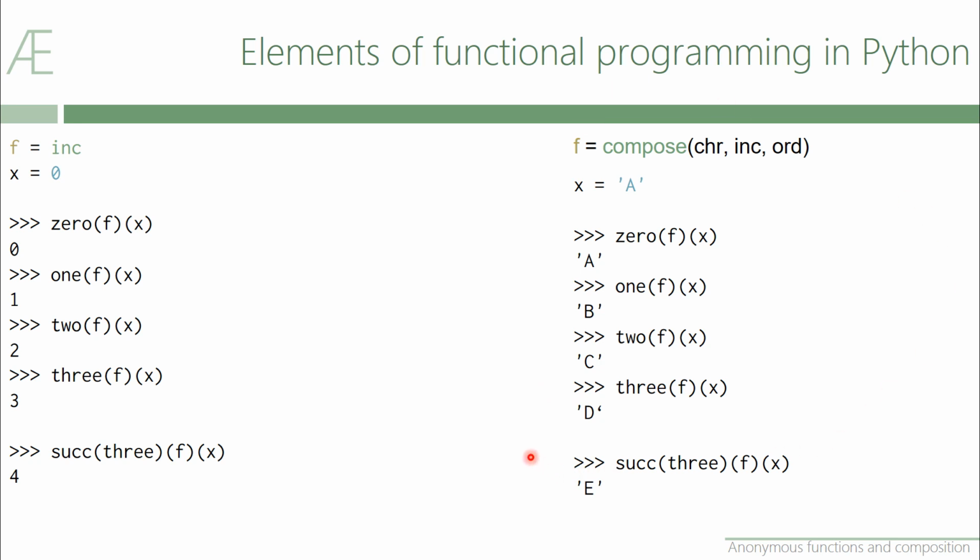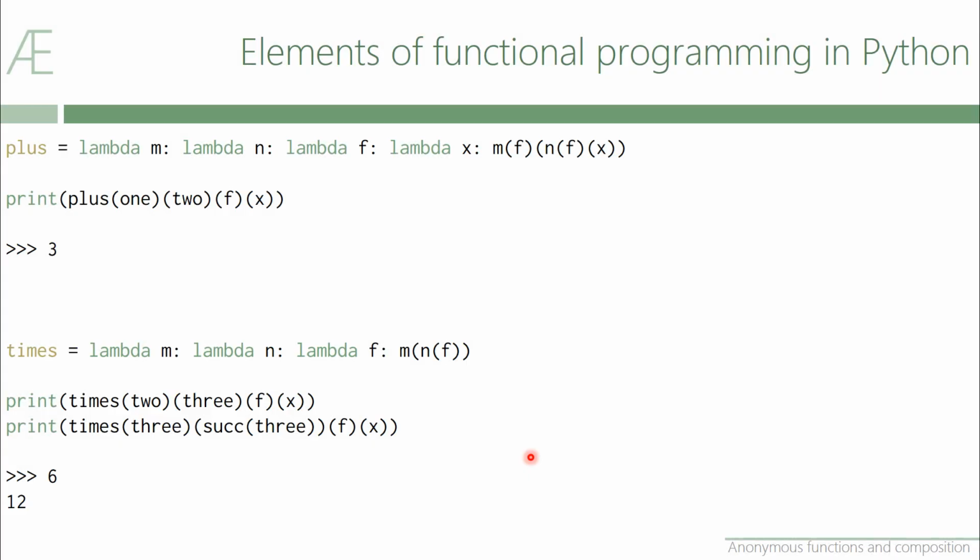Now, let's think of some way to perform addition and multiplication of such numerals. Well, addition should be a function that, given numerals m and n, returns the m plus n numeral, which is a function that, given some function f, returns another function, which is the result of composing f with itself m plus n times. Thus, given some function f and then some argument x, the m plus n numeral will return the result of consequent application of f to x, then f to f of x, and so on for m plus n times.